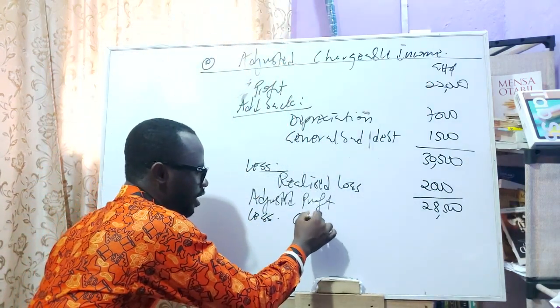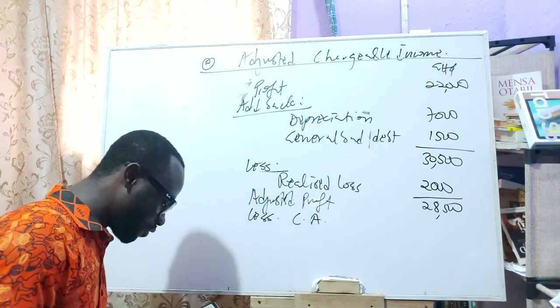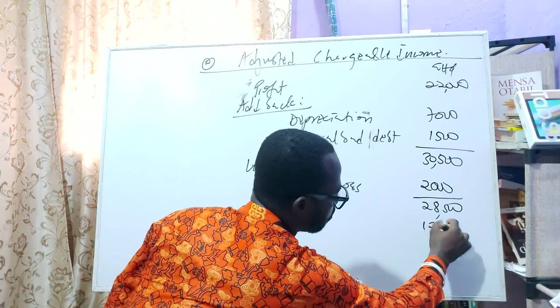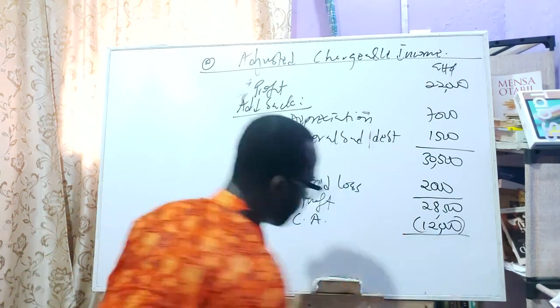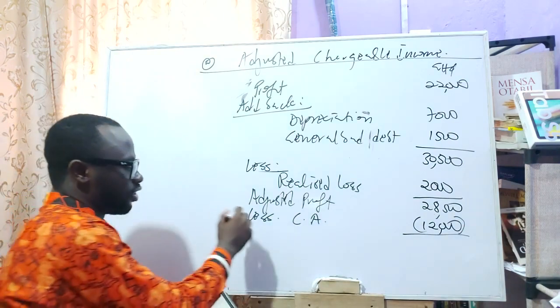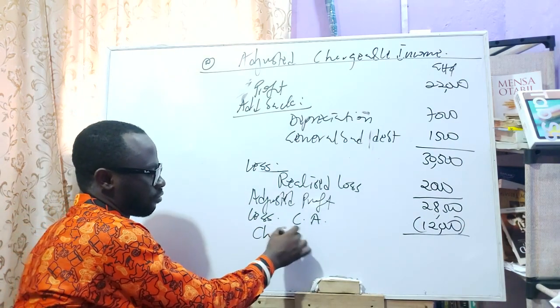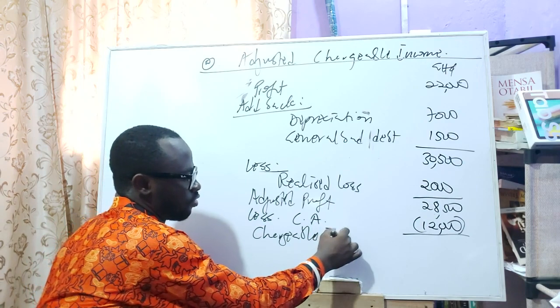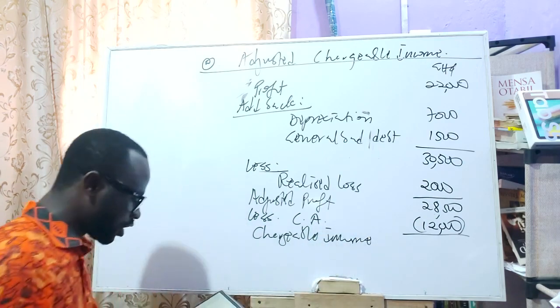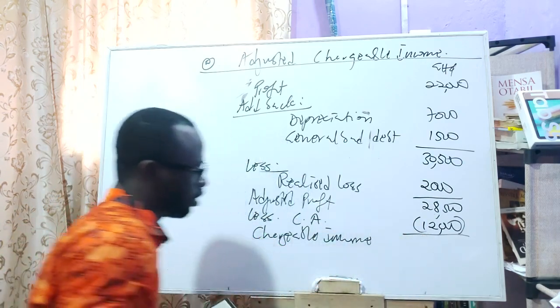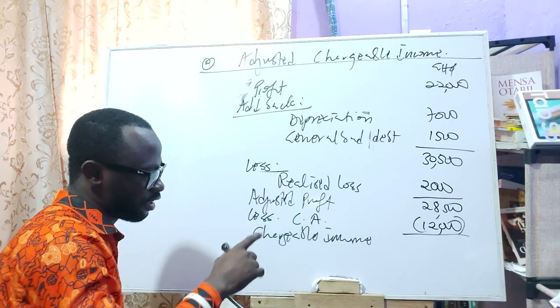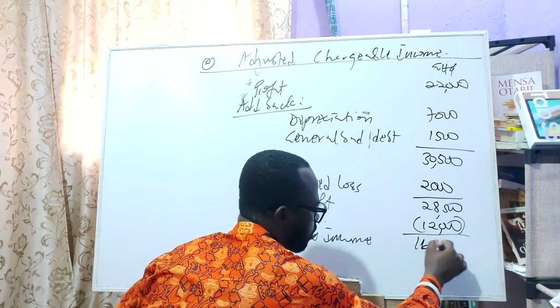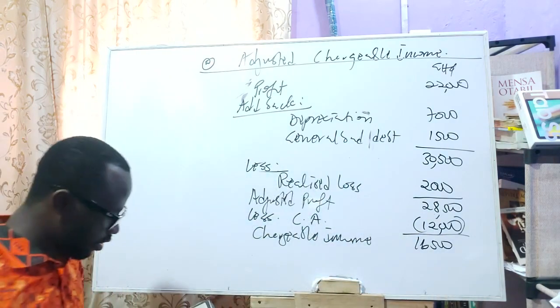Then we will less capital allowance. You know that already, right? The capital allowance for the year is 12,000. So when we take it out, that gives us the chargeable income. And our chargeable income is going to be this minus this, that'll be 16,500.